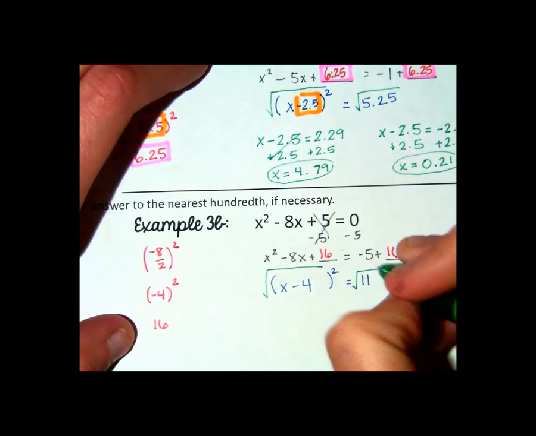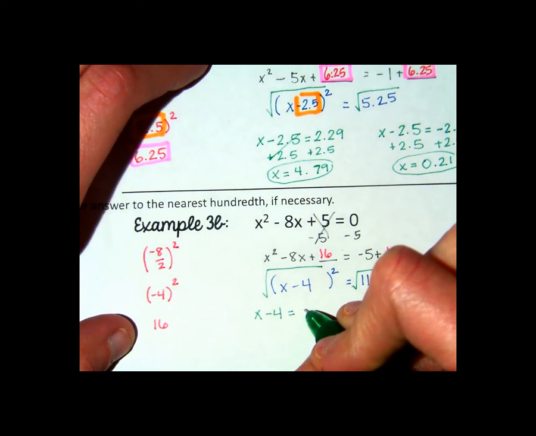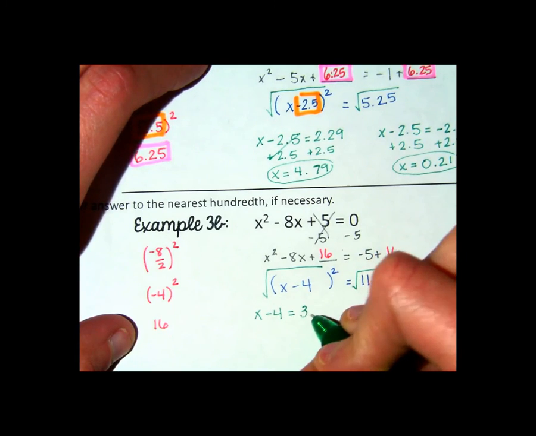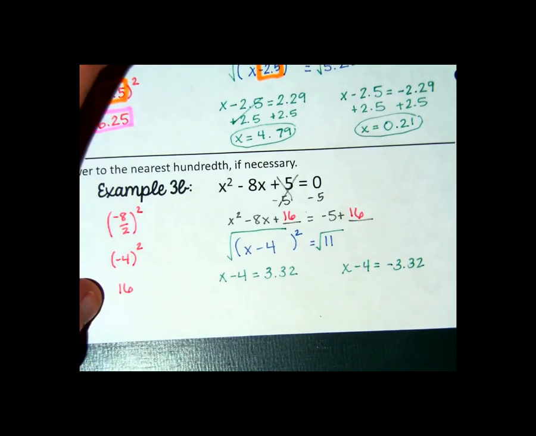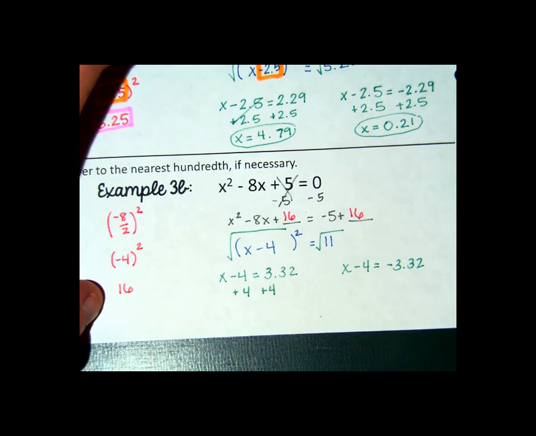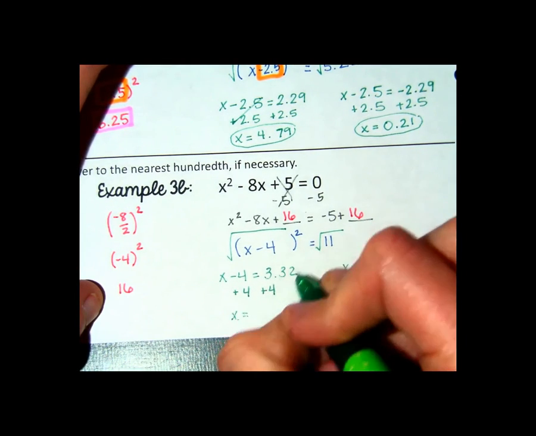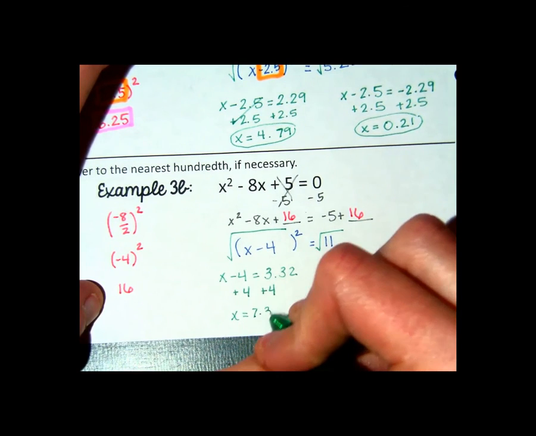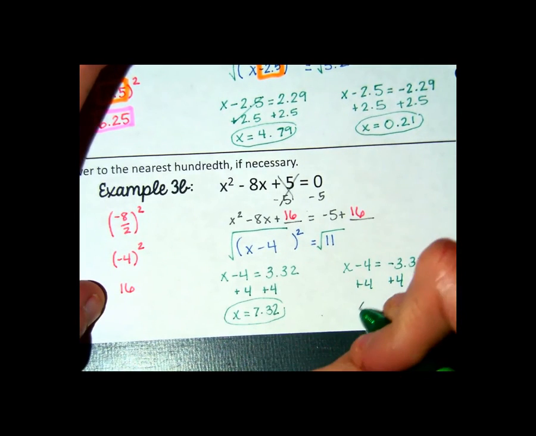Square root. X minus 4 equals, what's the square root of 11? 3.32. X minus 4 equals negative 3.32. Then what? Add 4. Nobody except for the other class should be moving. What is 3.32 plus 4? Still don't move, even though that went off. 7.32.